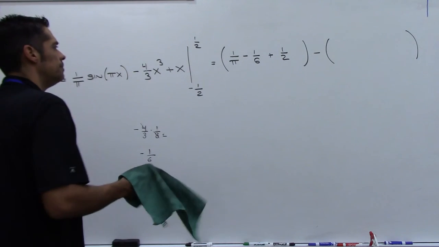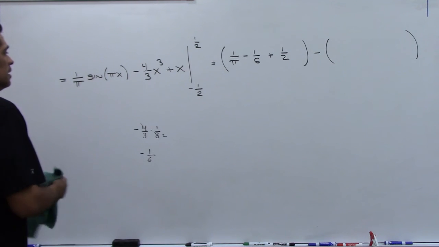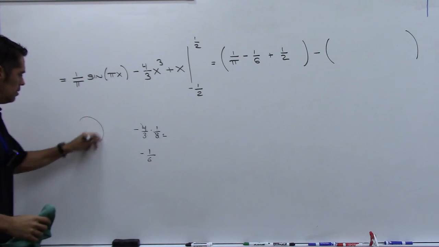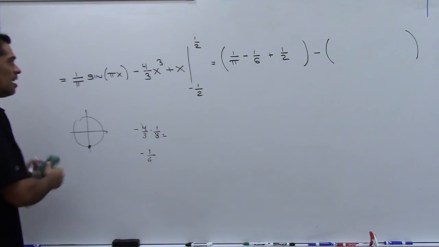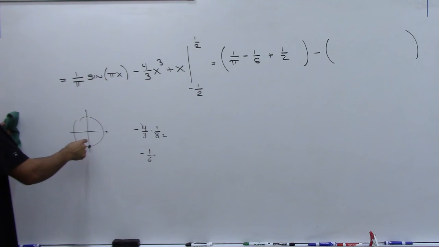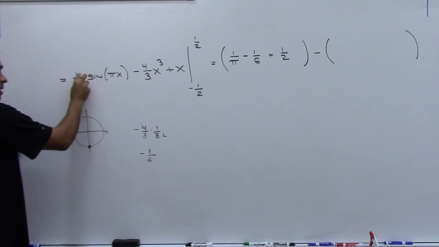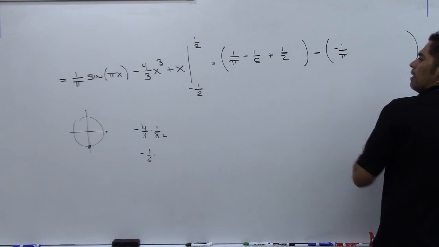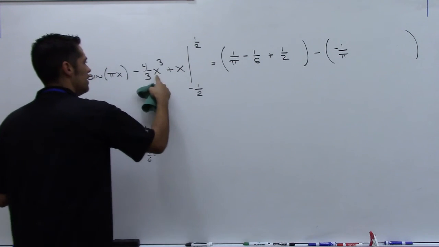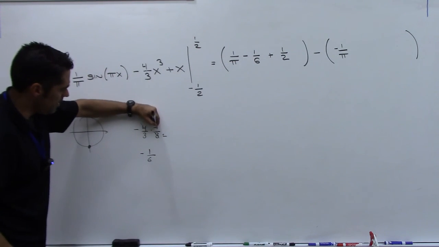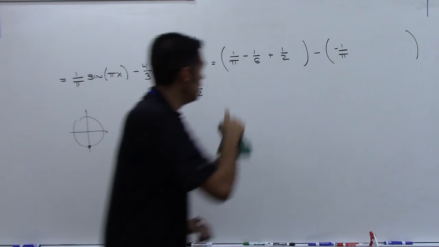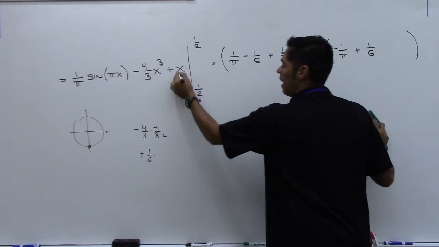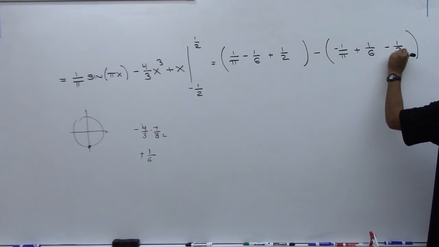All right, so now we plug in -1/2. If I plug that in, I get -1/2 times pi is -pi over 2, which is down here on the unit circle. Sine of -pi over 2 is -1. So this is -1 and then times 1 over pi. So I get -1 over pi. And then if I plug in -1/2 into this, it's the same thing as this, but it's -1/8, which makes it +1/6. And if I plug in -1/2 right there, I get -1/2.